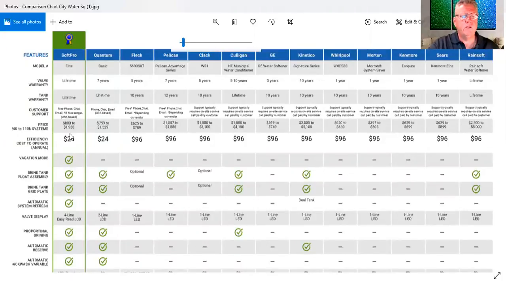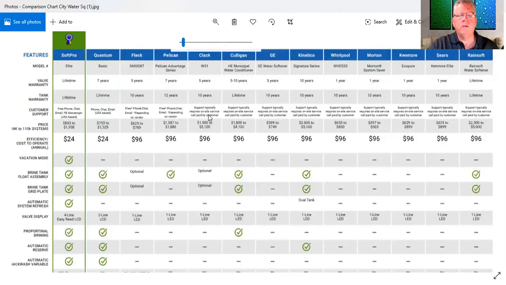Customer service. With the Soft Pro systems, you get free phone, chat, email, and Facebook Messenger. They're a USA-based company, so you get all that technical support before and after the sale. With a Quantum system, you get phone, chat, and email, and it is also USA-based. With Fleck, you also get free chat and email, depending on the vendor. Not every vendor gives you technical support on their systems when they sell it to you. Quality Water Treatment does. Pelican has free phone, chat, and email, also dependent on the vendor.